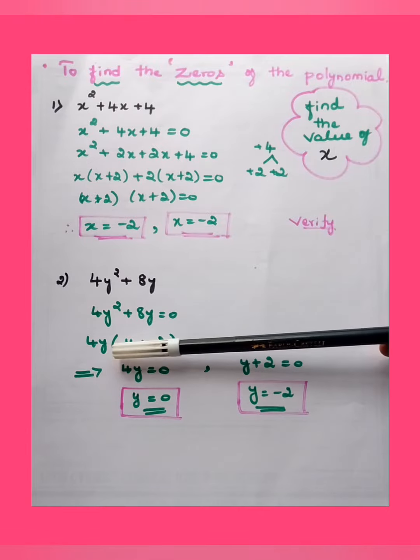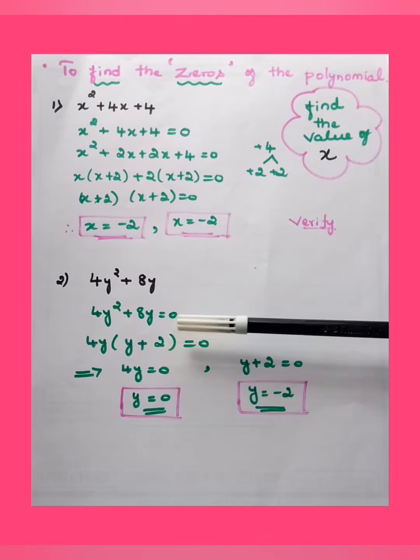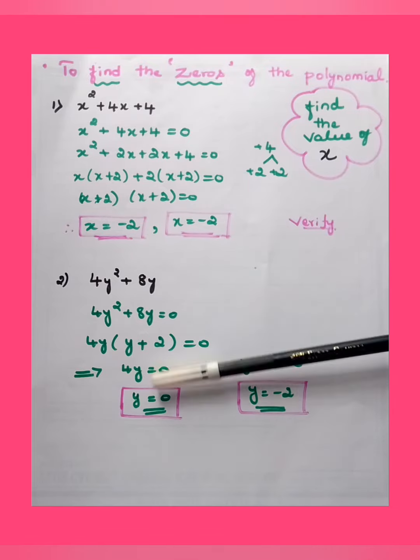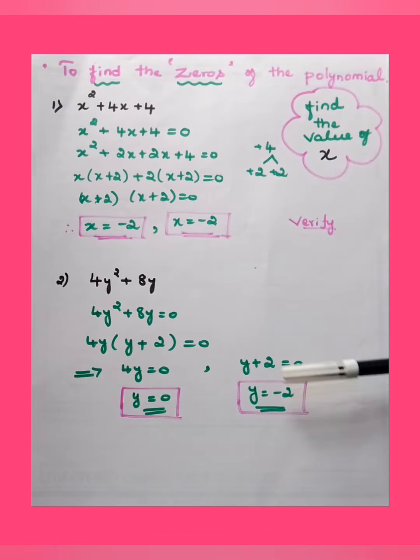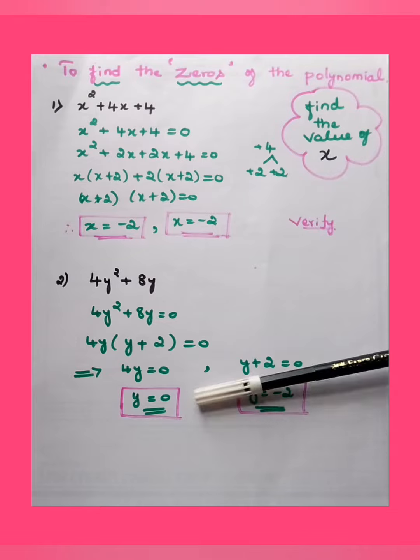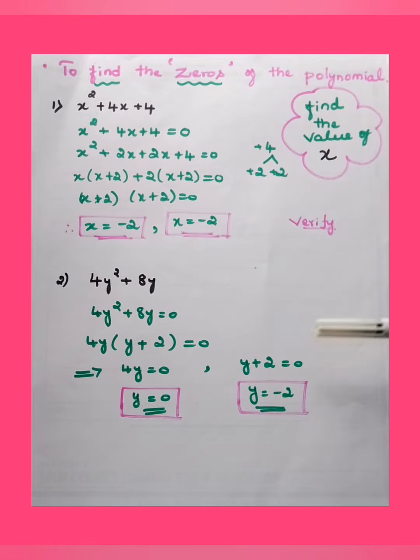Then equating this to 0, 4y is equal to 0. Therefore y plus 2 is equal to 0. Then y is equal to 0, y is equal to minus 2 you get. Therefore the zeros of the polynomial are y is equal to 0 and y is equal to minus 2. So these are the zeros of the polynomial.